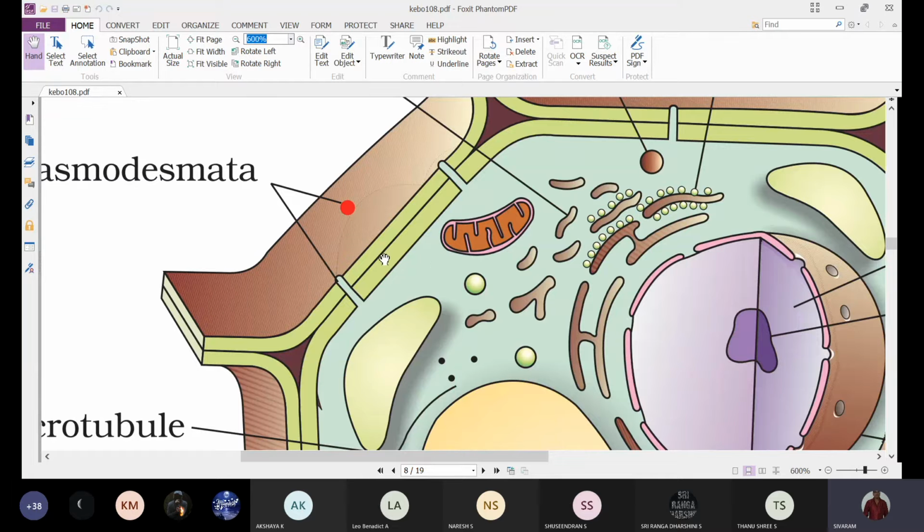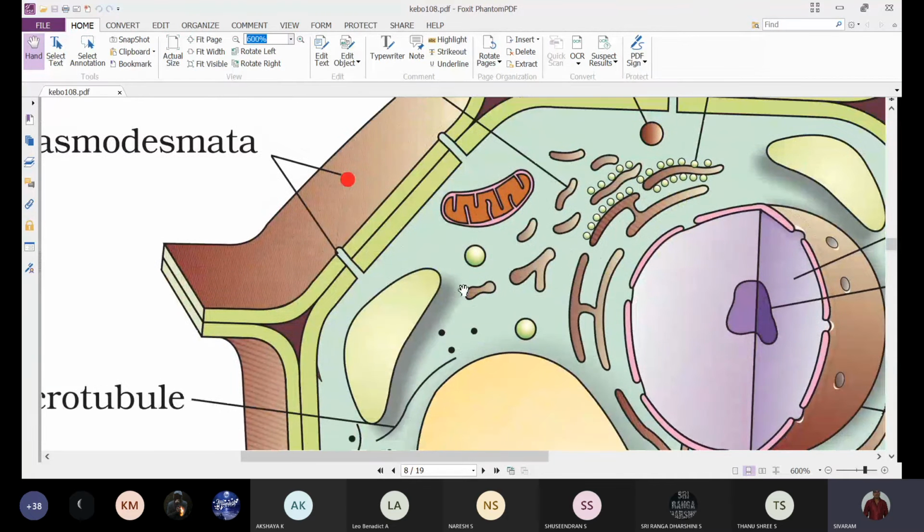So when you observe here, for example, if you take this one as a parenchyma, this is the cell wall, which is made up mainly of cellulose. But when this cell gradually matures, what happens? This is the cell wall and this is the cell membrane. In between these two, secondary cell wall materials like pectin or lignin are deposited. Pectin is present in collenchyma, and lignin is present in sclerenchyma.